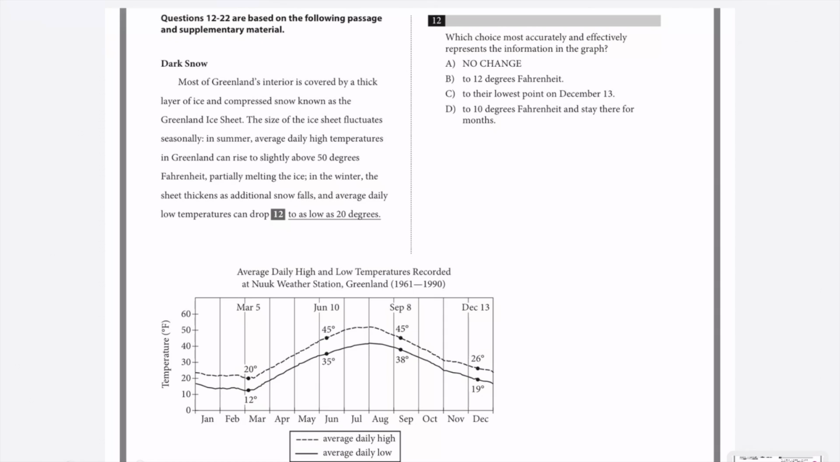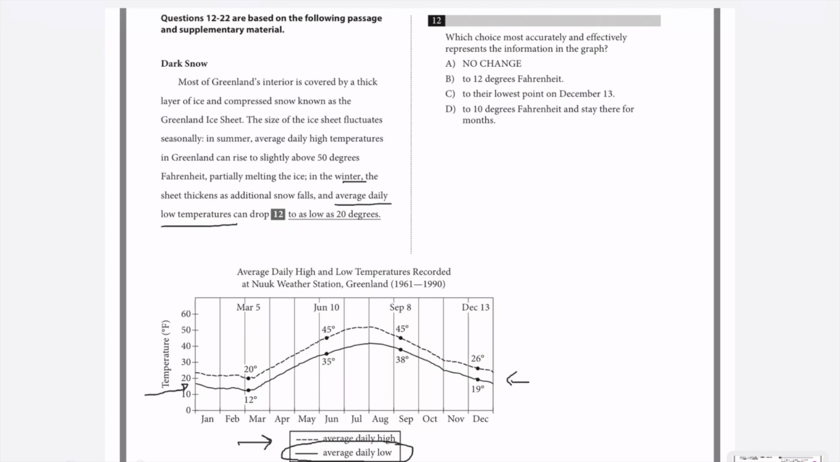So number 12 is asking us which choice most accurately and effectively represents the information in the graph. So we know that the question is asking about the winter time, and we're trying to find the average daily low temperatures. Looking at the key over here, we see that the average daily low temperatures is represented by the normal line, not the dashed line. So we're going to be looking at the graph that is on the bottom, which is just the normal line. So we are looking for essentially the lowest temperature that it drops to during the winter time.